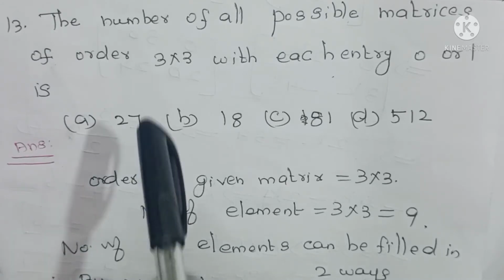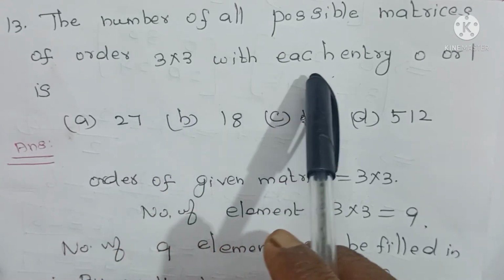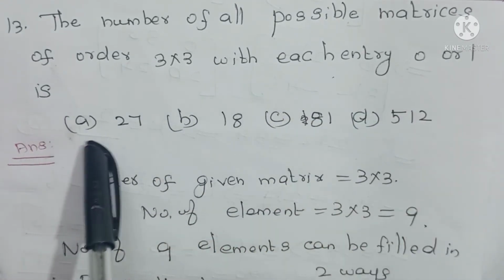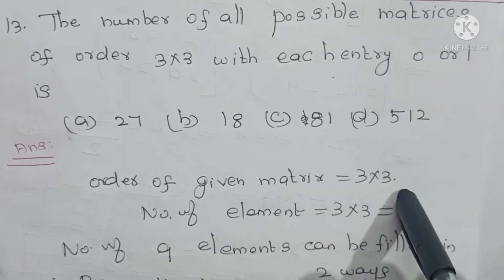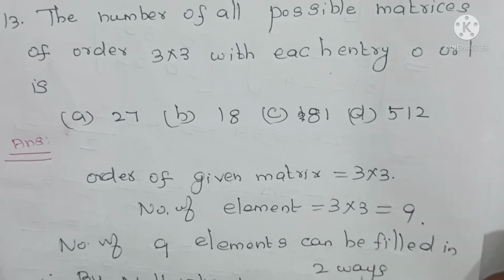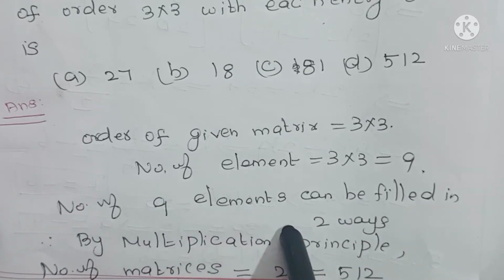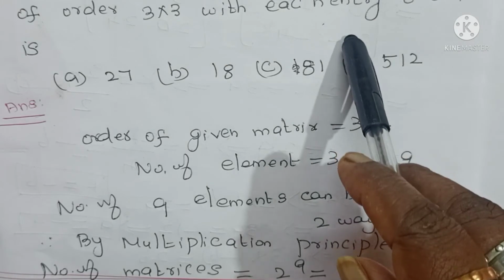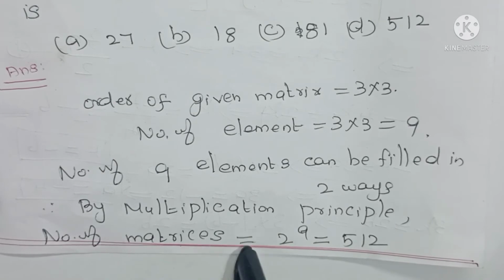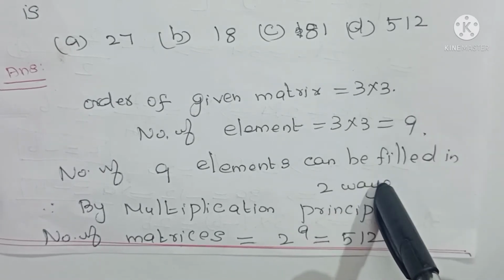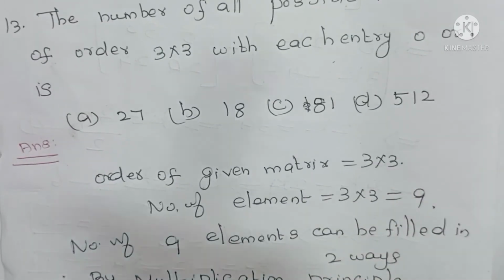Let's move on to the 13th question. The number of all possible matrices of order 3 by 3 with each entry 0 or 1 is, they have given 4 options. The order of the given matrix is equal to 3 by 3, correct? So a 3 by 3 matrix means how many elements are there? 3 into 3, which is equal to 9. So the 9 elements can each be filled in 2 ways, each entry 0 or 1, correct? So 2 ways. By the multiplication principle, the number of matrices is equal to 2 power 9, which is equal to 512. So option D is the answer.